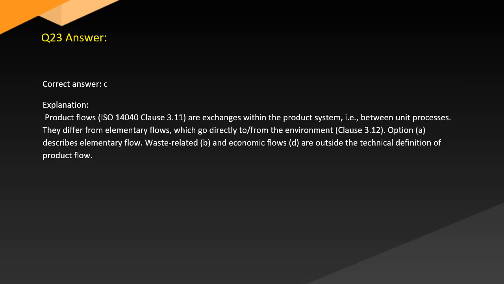Answer. Correct answer: C. Explanation. Product flows, ISO 14040 Clause 3.11, are exchanges within the product system, i.e., between unit processes. They differ from elementary flows, which go directly to or from the environment, Clause 3.12. Option A describes elementary flow, B waste-related flows, and D economic flows, which are outside the technical definition of product flow.